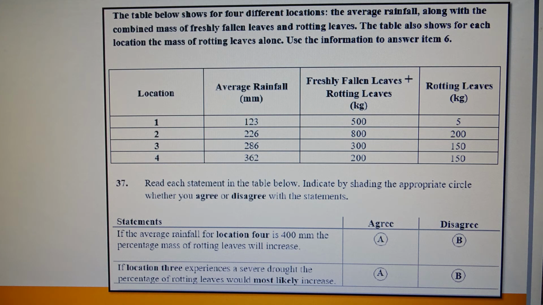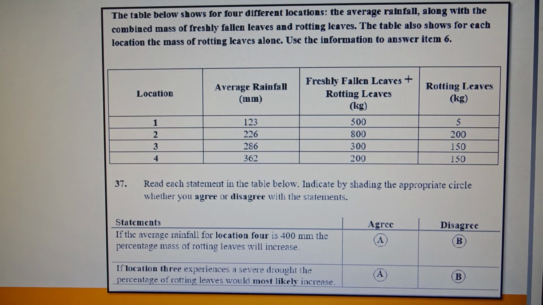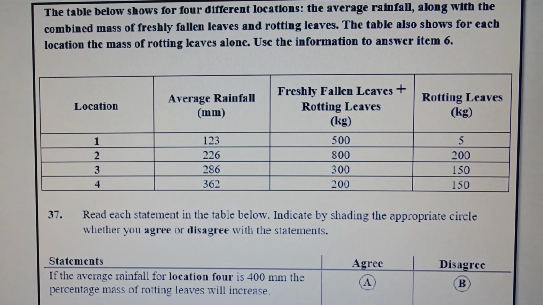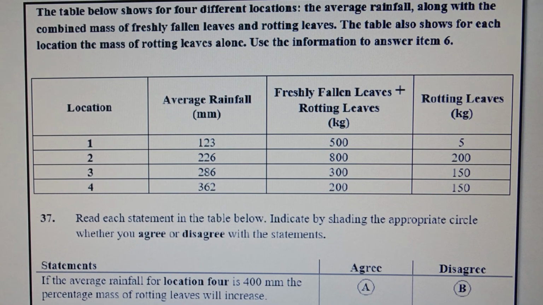And now for our final question. As you notice, this question is filled with information. All right? We have a table showing 4 different locations. So I would advise you to take your time and look carefully at what is given. You have 4 different locations. You're given information on average rainfall for these 4 locations. And you're also shown the mass of freshly fallen and rotten leaves, given in kilograms, and in the final column, rotten leaves in kilograms.